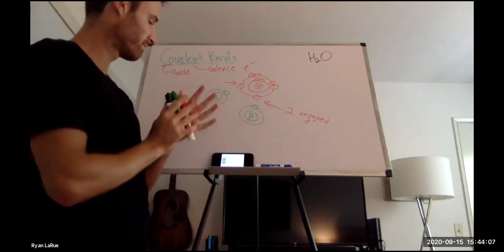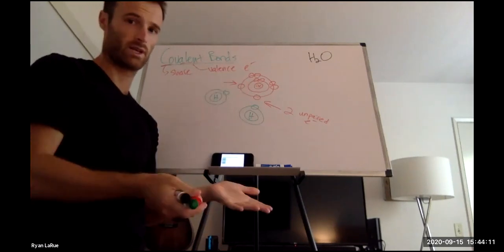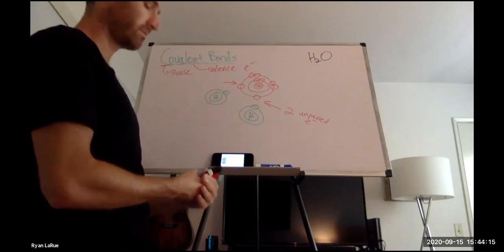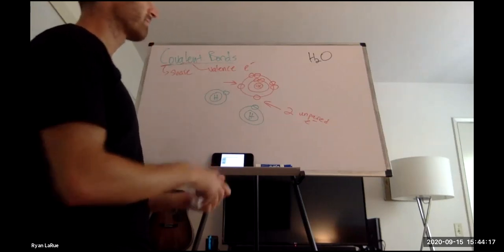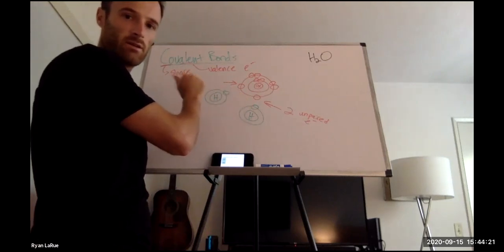Now, these hydrogens want full shells. This oxygen wants a full shell, right? What's going to happen? Well, first, how many electrons does oxygen have in its valence shell here?